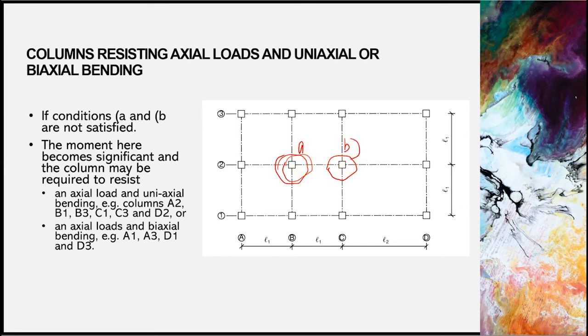But for condition yang last kali which is column resisting axial load and uniaxial or biaxial ni, okay, the moment here becomes significant and the column may be required to resist. So dia kena resist beberapa termasuk moment and axial load and uniaxial bending. Okay, kalau you tengok condition yang ni and axial load and uniaxial bending, for example you have like B1, C1 and then you ada B3 and C3. Okay, you tengok sama je, dia ada like 3 beam yang connected, and then you have A2 and then you have D2.